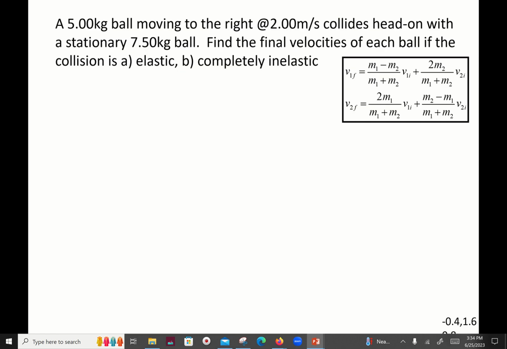So let's do a quick example. Here I've got a 5 kilogram ball moving to the right at 2 meters per second, which collides head-on with a stationary 7.5 kilogram ball.